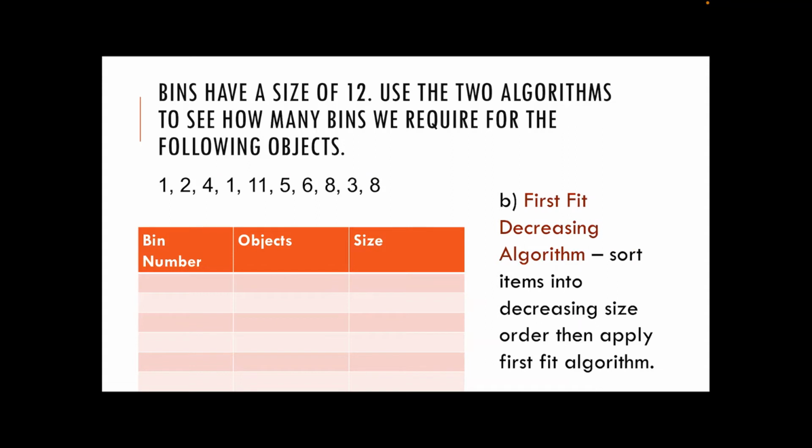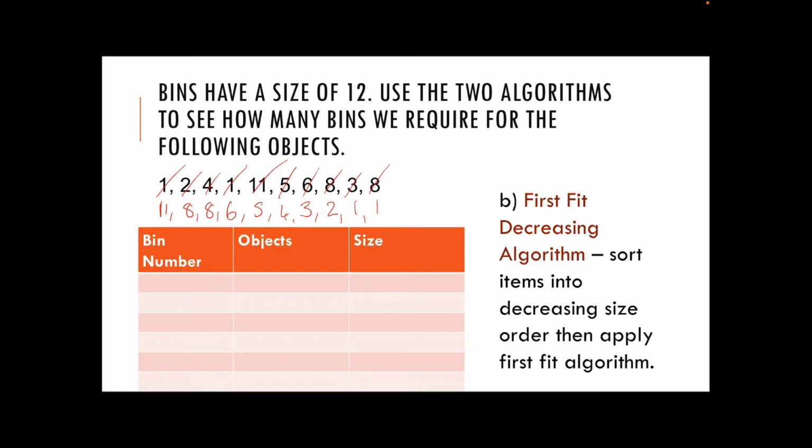Using the first fit decreasing algorithm, the first thing we need to do is put them into size order. So starting with the biggest, I've got 11. I've then got 8 and 8. I've then got 6 and 5, 4, 3, 2, and then 2 ones.